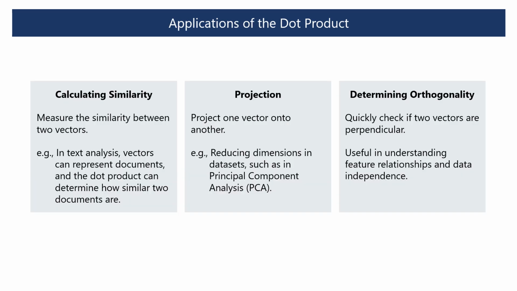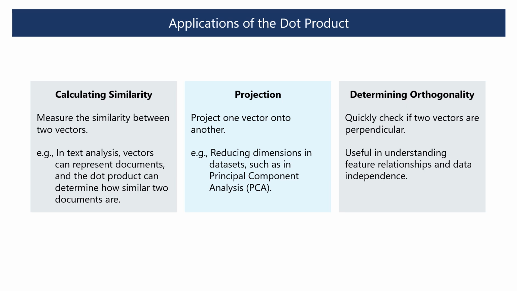The dot product is widely used in data science. First, we can use dot product to quantify similarity between two vectors. For example, in text analysis, vectors can represent documents, and we can use the dot product to determine how similar two documents are.